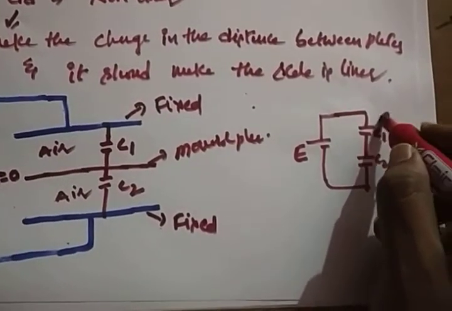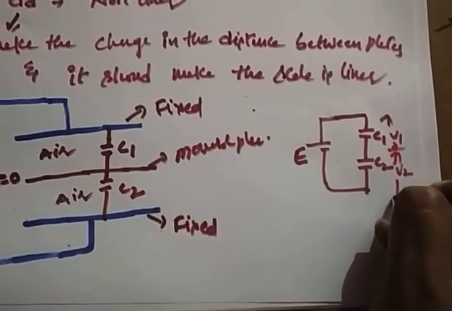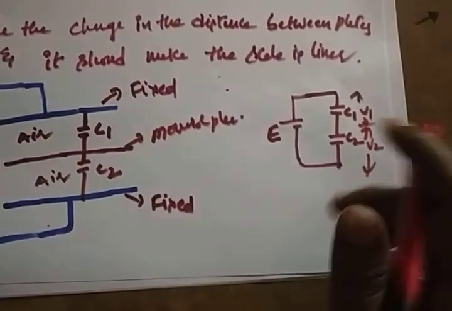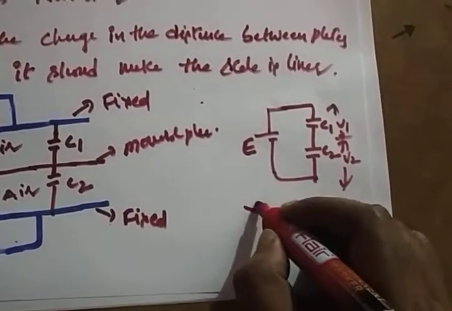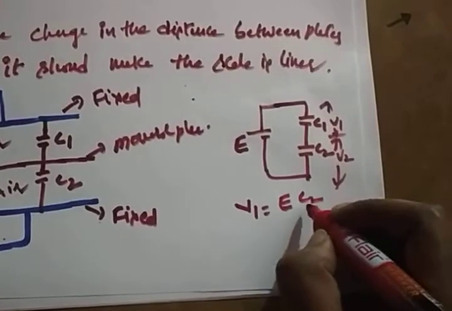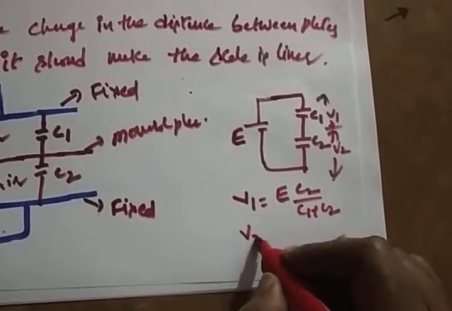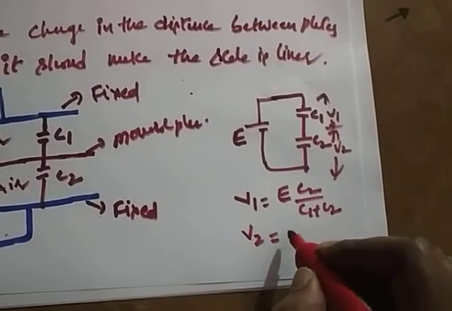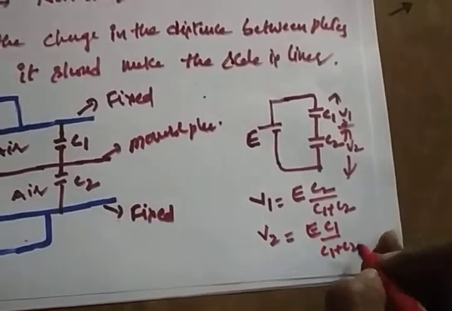What is the voltage across C1? We can call it V1. The voltage across C2 is V2. You know the voltage divider rule. What is the formula for V1? V1 is equal to E into C2 by C1 plus C2. You know the formulas, right? So V2 is equal to E into C1 by C1 plus C2, right?